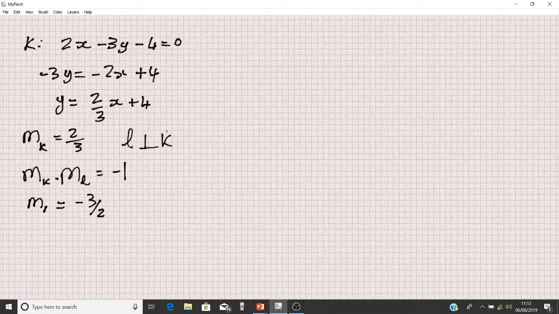And maybe I'll just come up to the top of the page here. So the line L will be given by y equals -3/2 x plus some value c, some constant. And we know that lying on the line L is the point (4, 1). So we'll sub in the point (4, 1) and we should be able to calculate c.